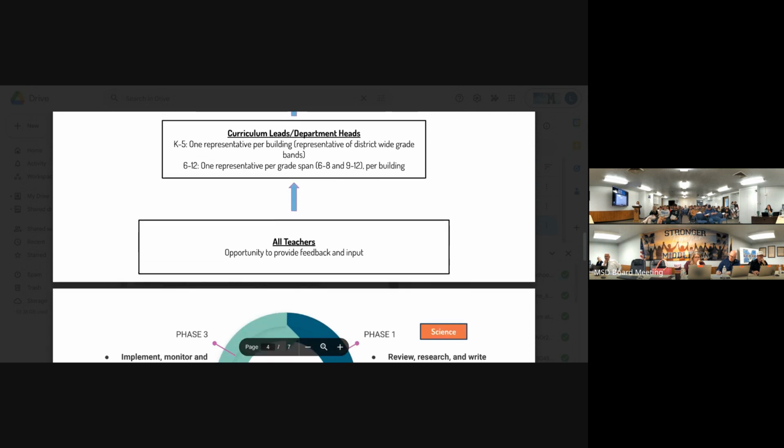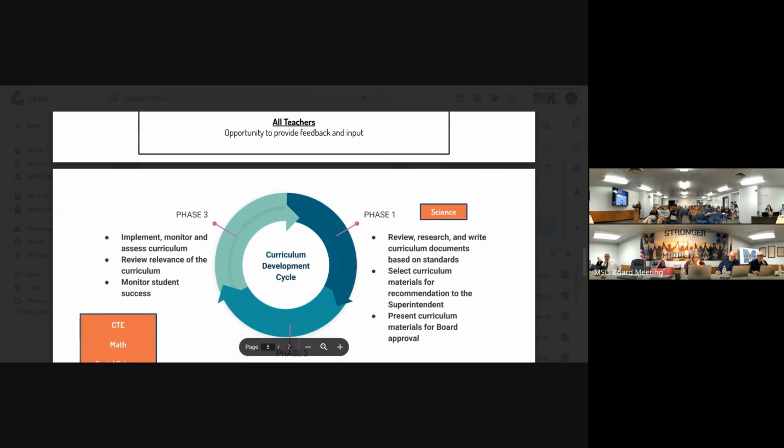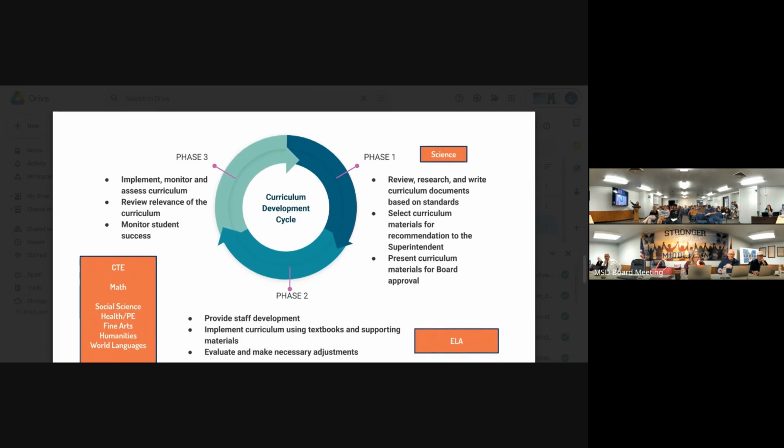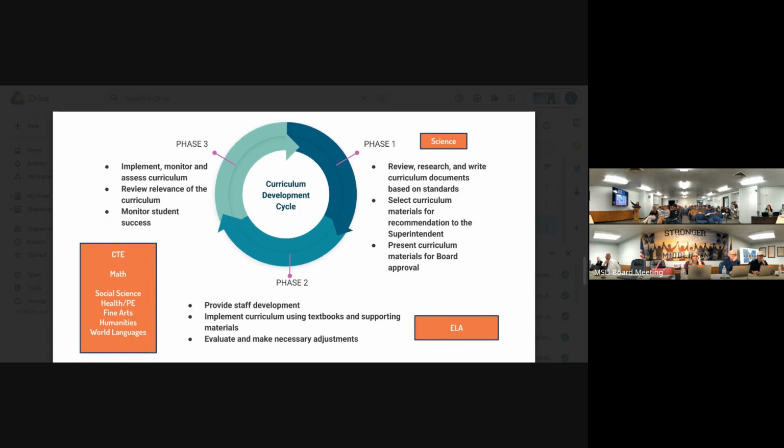So we met 3 times over the course of the year. This is where we're at with science in phase 1, which is the actual working toward your adoption. Next year, we'll start into phase 2, which is year 1 implementation. That's where we are with ELA, because last year we adopted ELA materials. Next year, moving from phase 3 into phase 1, we look at CTE and the following year math, both of which are in our upcoming levy. So that's how that cycle works, so that we keep updated resources in our teachers' hands.